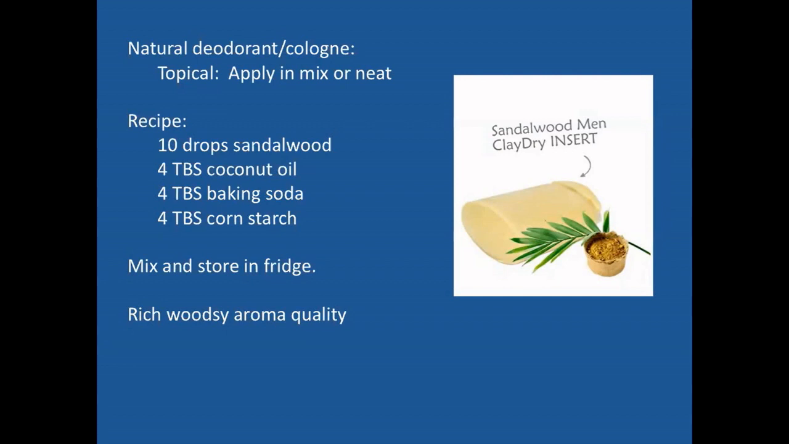The directions weren't completely instructive as to whether or not you actually put the coconut oil into a warming situation where you would liquefy it and then add the soda and starch to it along with the oil. My hunch is that you probably would, otherwise you're going to end up with an uneven mix. But you would mix that and then store it in the fridge, and it would become solid because of the coconut oil, which then could be used as a deodorant. And they do make some commercially prepared varieties as well. It kind of has a woodsy aromatic quality associated with it.